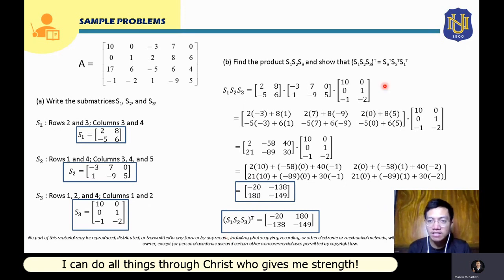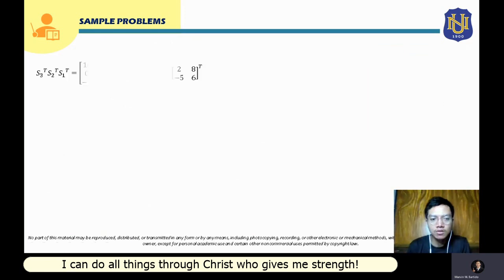Now let's proceed to the next one. We have to solve for this. Now we will solve the product of S3 transpose, S2 transpose, and S1 transpose. So this will be your S3, and we are going to solve for its transpose. This is S2, and we are going to get its transpose. And this is S1, and we are going to get its transpose.